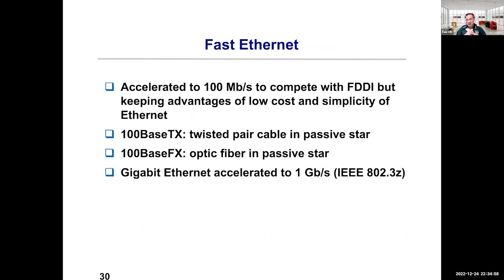Right now we are at the point of using 10 gigabit Ethernet lines, and this is fast Ethernet. So back in those days, it was considered pretty fast. Not anymore. It accelerated to 100 megabits per second to compete with FDDI. That was a long time ago. It became obsolete, right? You can use a twisted pair cable for a passive star. It's not being used right now. Right now, what's pretty popular is using fiber to the home.